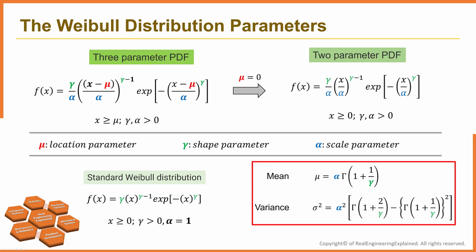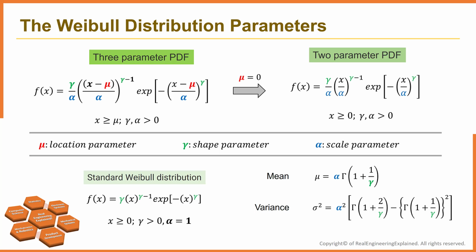And here are the mean and variance of the Weibull distribution. Please note that this is the gamma function in both equations. You don't need to worry about how to calculate the gamma function by hand. There are many tools like MATLAB and Minitab which help us to easily calculate the gamma value, the mean, and the variance.